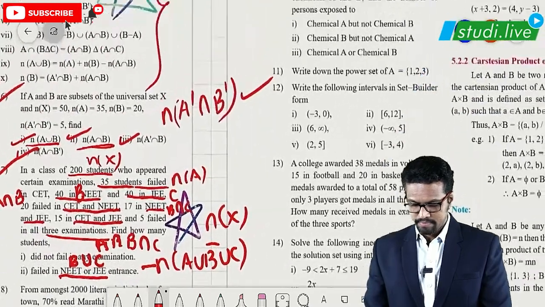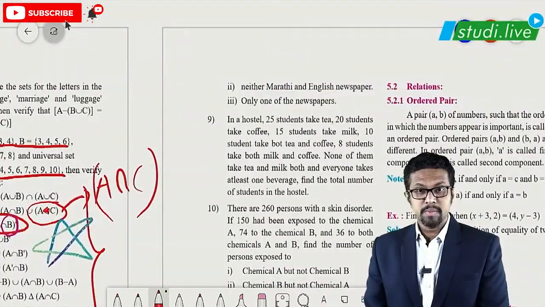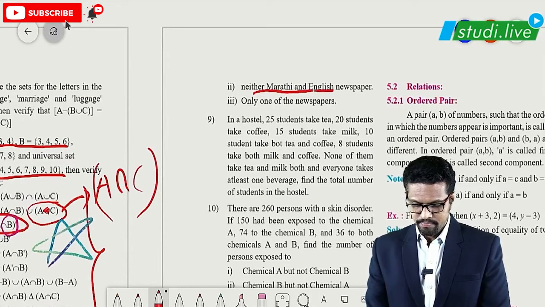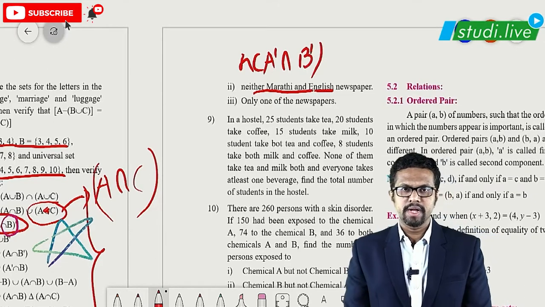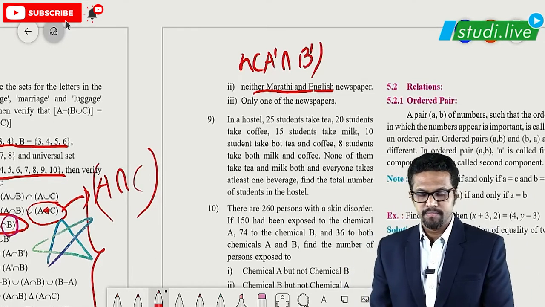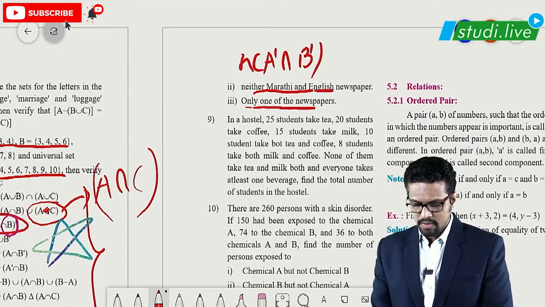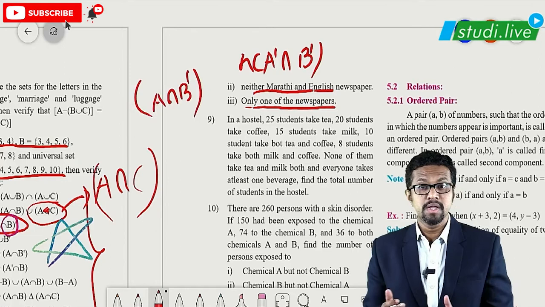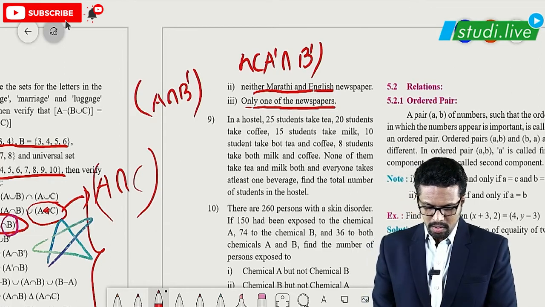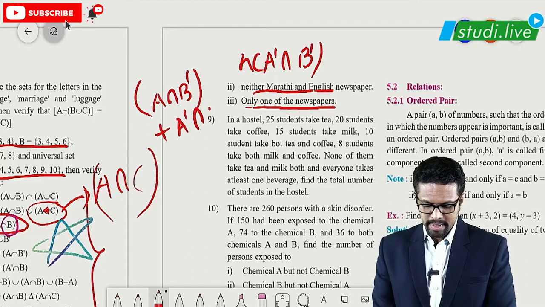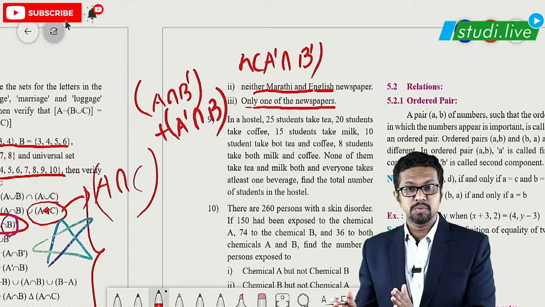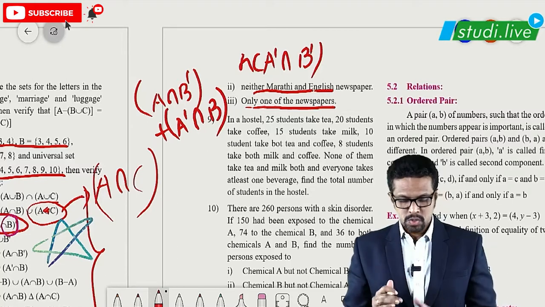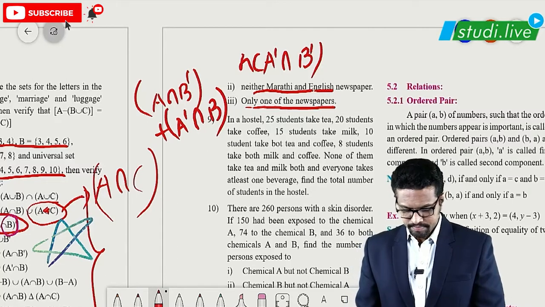Next we have neither Marathi nor English. So that will be A complement intersection B complement. So this we will get by using n of X minus n of A union B. And lastly, we have only one of the newspapers, so that is A intersection B complement. So they are reading one newspaper. So if they are reading Marathi newspaper, they are not reading English newspaper. Or it is possible that it is A complement intersection B. That means they are reading English newspaper, but they are not reading the Marathi newspaper. So this is what we will have to find for the third part.